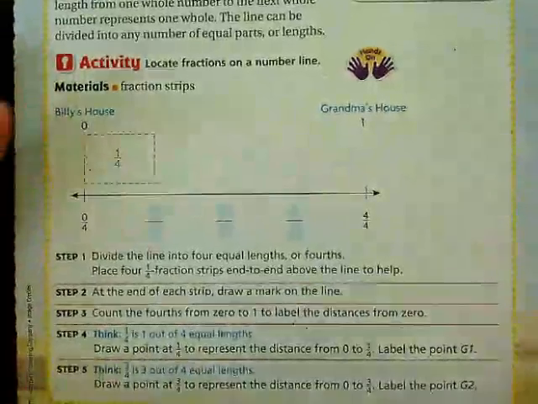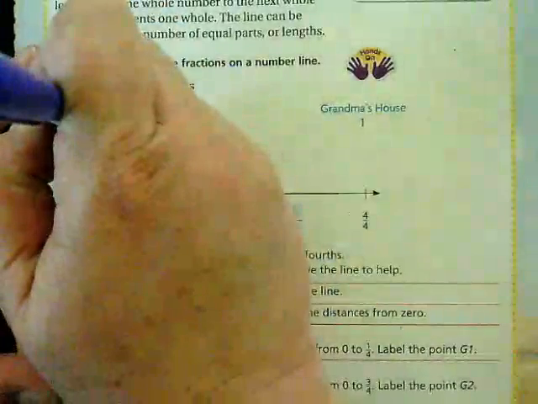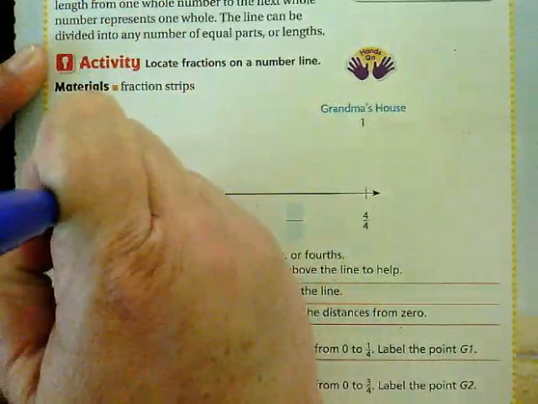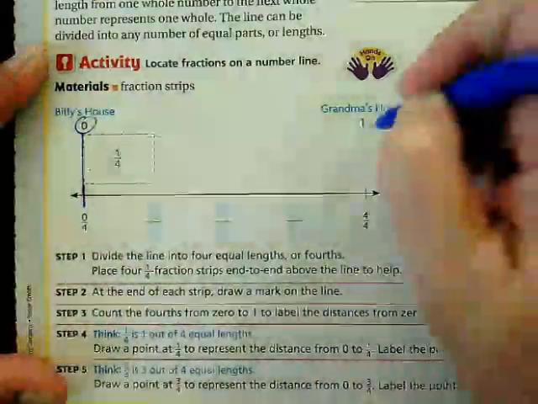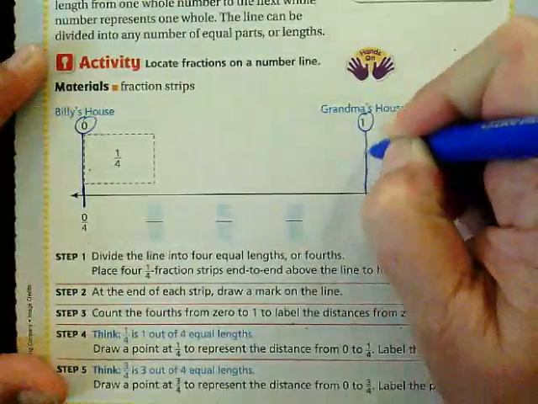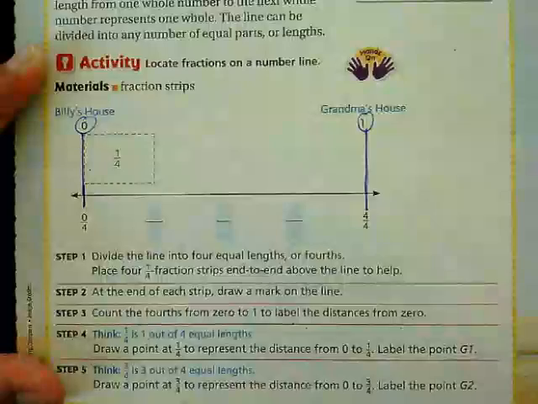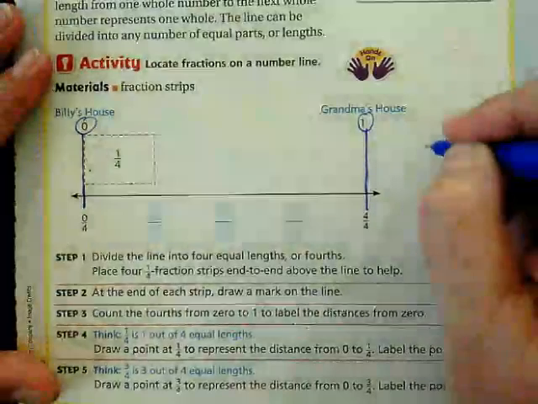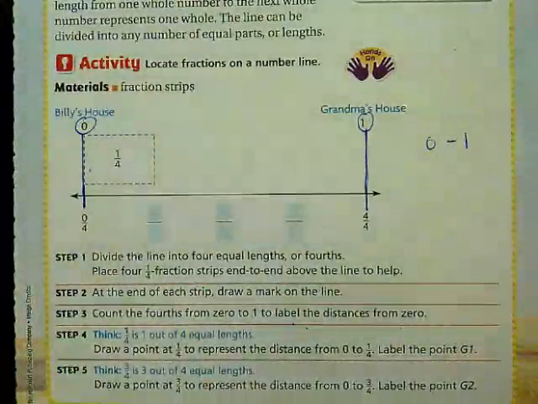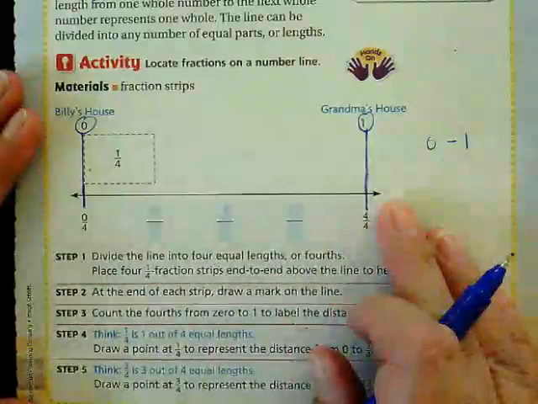So here's our number line. Right here we have 0. That's this mark right here. And over here we have 1. And that's this spot right here. Okay, so we're going from 0 to 1. Good to know, but we're going to do it on our number line.